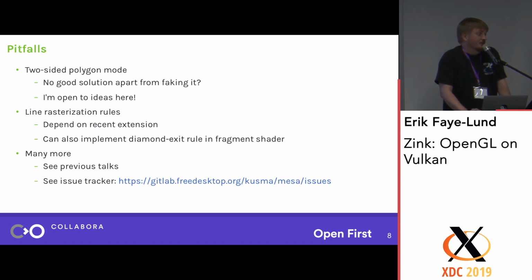Line rasterization rules: we have a new extension, but for platforms that don't have that, we're going to be out of spec. So we could implement the diamond exit rule in the fragment shaders. I'm not super tempted by that, but Angle has an implementation of it, and it's not too bad performance-wise. And there are many more. I've had this talk several times before, or variations of it, and I've listed different issues in some of them. So there are some others there if you're interested, and there's also the issue tracker on GitLab, freedesktop.org, under my user.